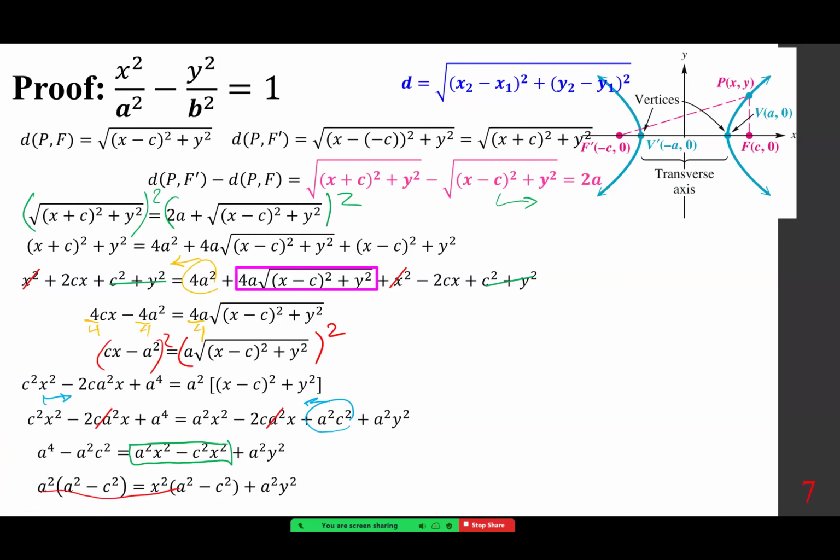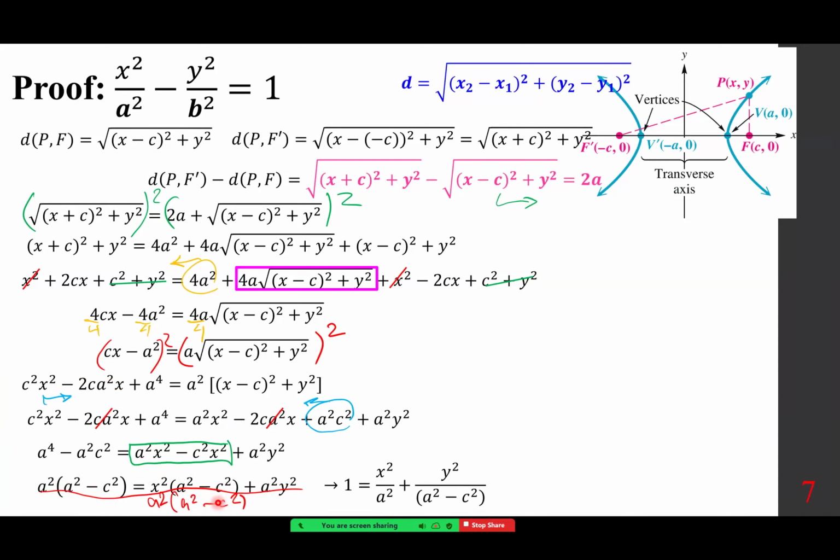We are dividing both sides by a squared times a squared minus c squared. We divide both sides by the left side. When you divide by the left side, this one, a squared minus c squared, goes over, and you get x squared over a squared. And this one, a squared goes away, and you get y squared over a squared minus c squared. So we divided both sides by the left side.